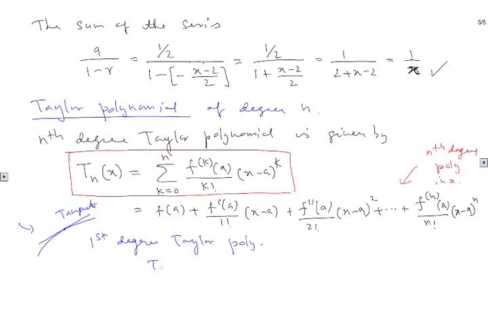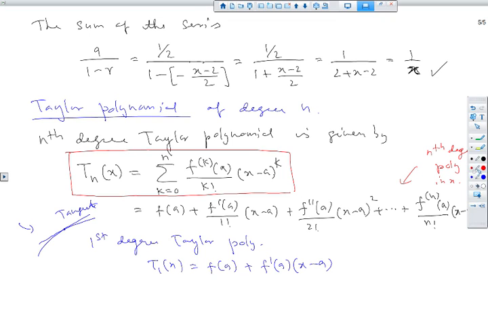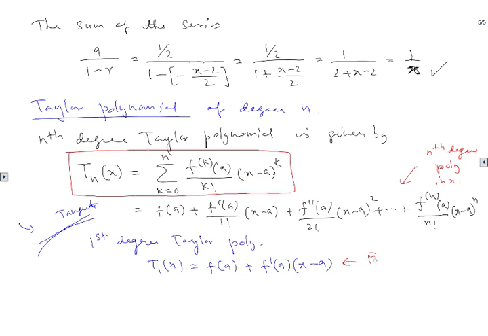What is that actually? T1(x) is simply f(a) plus f prime(a) times (x minus a). So that's the first degree Taylor polynomial. That is the line, the equation of the tangent line. That's something we know, but that's the first degree Taylor polynomial.